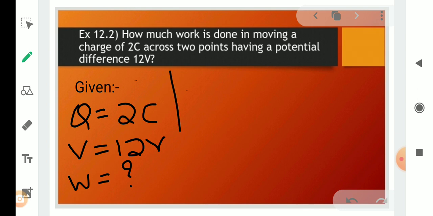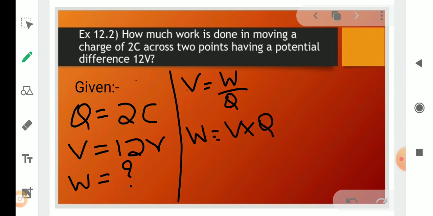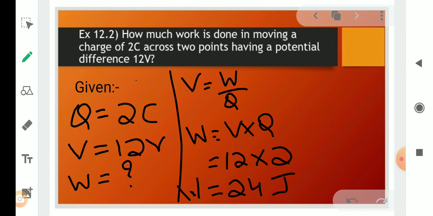What is the work done? Write down the formula. Voltage V is equal to work done upon charge. So work done, W is equal to V into Q. Substitute voltage 12 volt and charge 2 coulomb. So 12 into 2 is 24. What is the unit of work? That is joule. So therefore it is 24 joule.